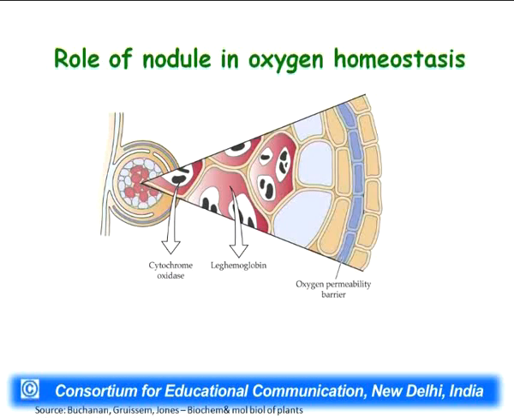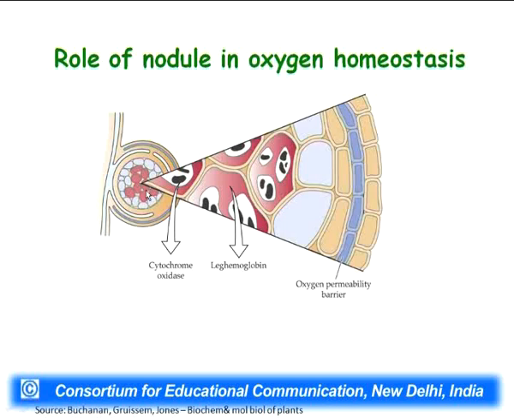Now, I will tell you how this nodule helps in oxygen homeostasis. The word homeostasis is used in physiology to refer to a buffering system. By oxygen homeostasis I mean that when the oxygen level goes up, the system should reduce it, or when the oxygen level goes down, the system should incorporate more oxygen so that nitrogen fixation can go on properly.